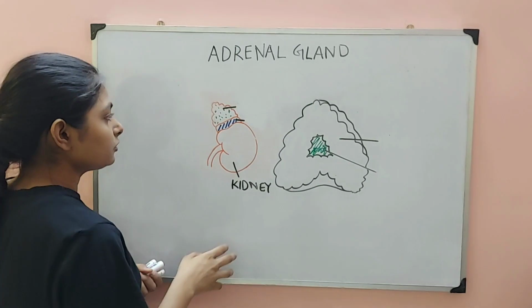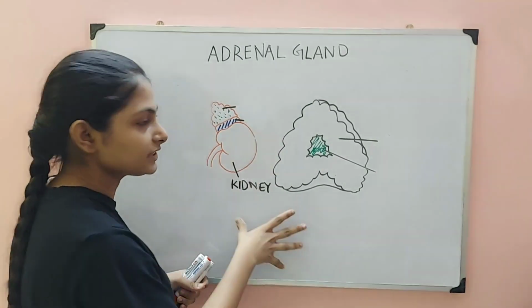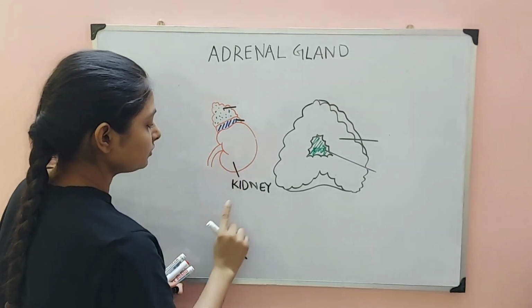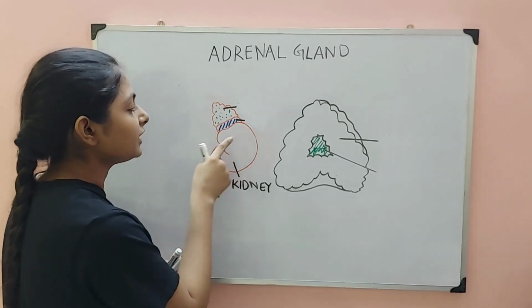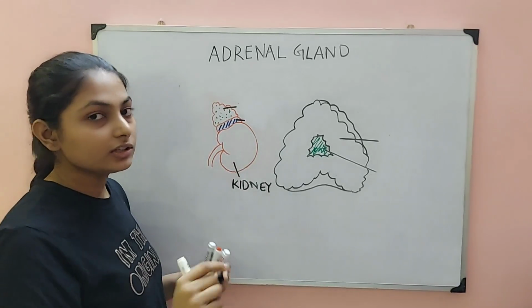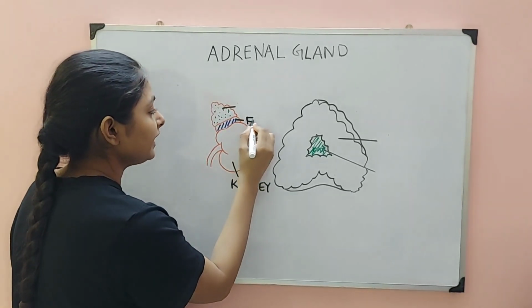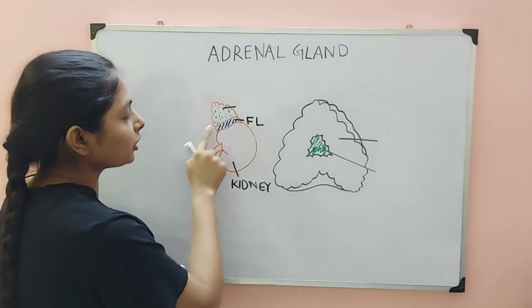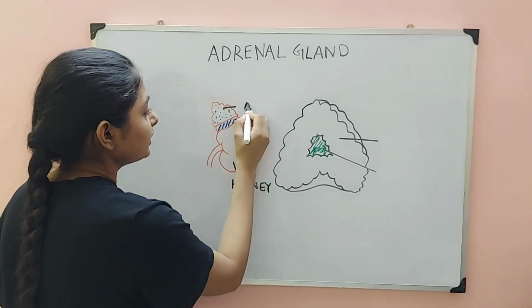So first of all, I'd like to start with explaining you this diagram given in NCERT. So here you can see this big region. This is the kidney. Above that, the one shaded in blue, the middle region, that is not the gland. That is the fatty layer present between the gland and the kidney. The one dotted in green, that is adrenal gland.